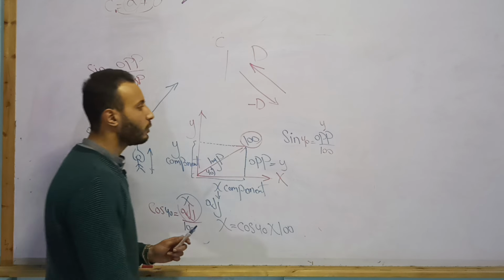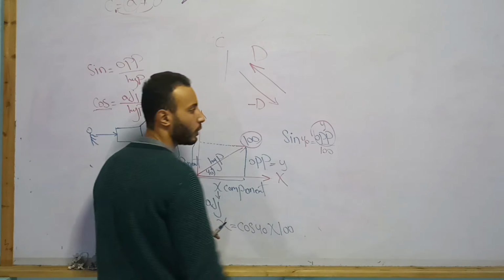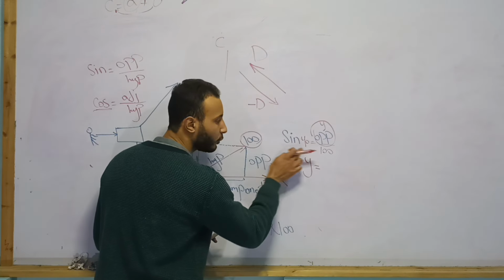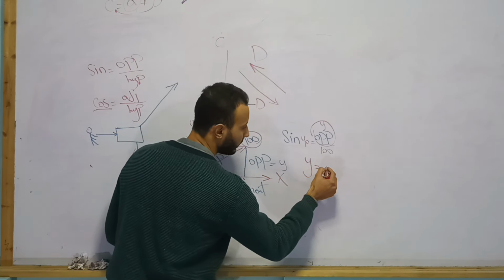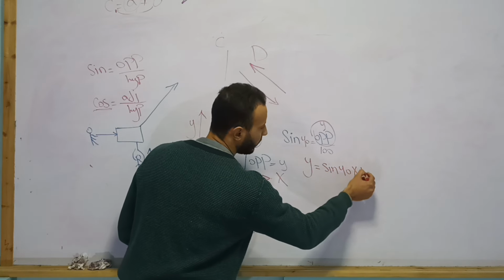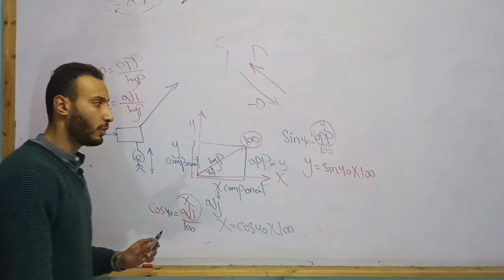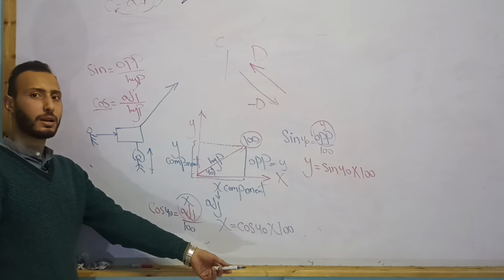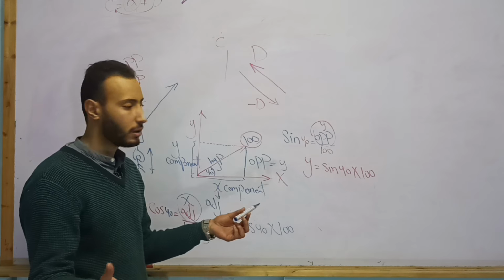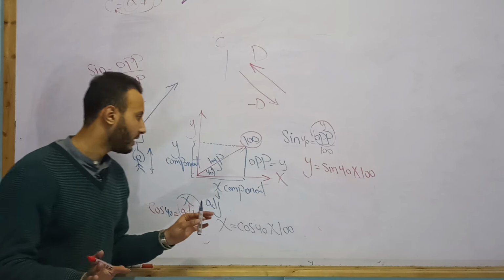Okay? So how we can get the y? This one. Y will be sine 40 times the vector, 40 times 100. Okay? And make it by your calculator. You will find a number, okay? Easy number, no problem in this.